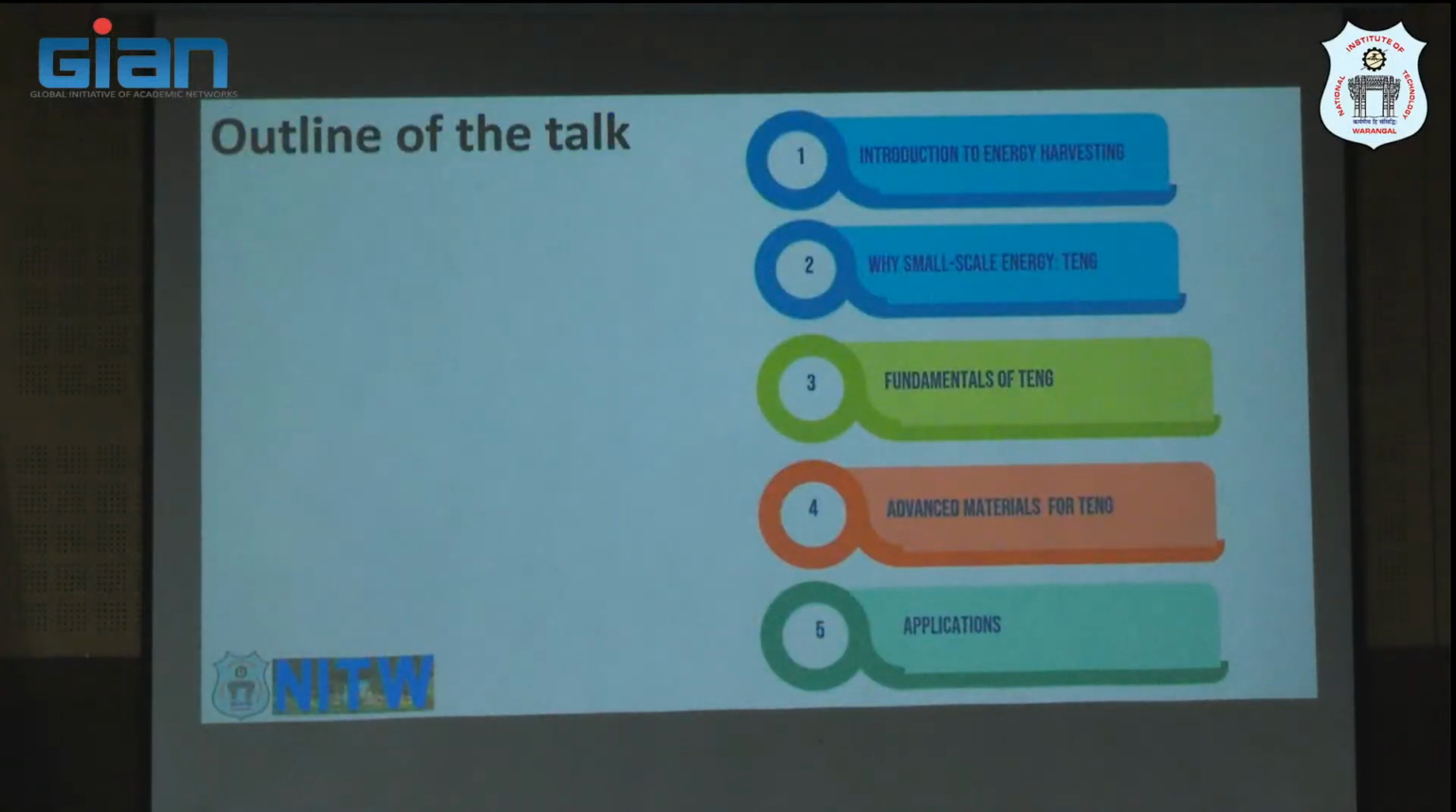So this is the outline of the presentation. I'm going to start with what is the need for energy harvesting, like why do you want to go for energy harvesting. Then we see why you need small scale energy harvesting, because my work will be mostly focused on small scale energy harvesting with triboelectric nano generator. Then I'm going to talk about the fundamentals required to understand to make a device. Then what materials we can use for triboelectric nano generators, and what possible applications you can make out of triboelectric nano generator. This is the outline of the presentation.